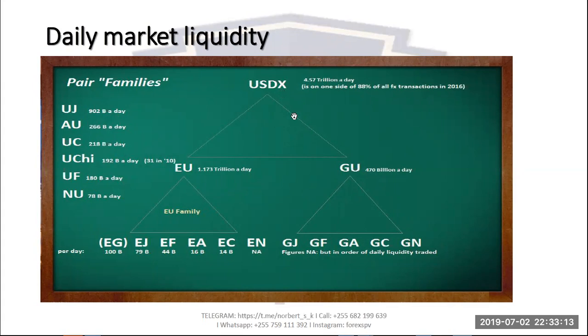So the daily market liquidity for the pairs, this was statistics taken in 2016, is that for EURUSD to move, it has to reach a certain liquidity of 1.173 trillion for it to move. Pound USD, 470 billion. The dollar index, 4.57 trillion.